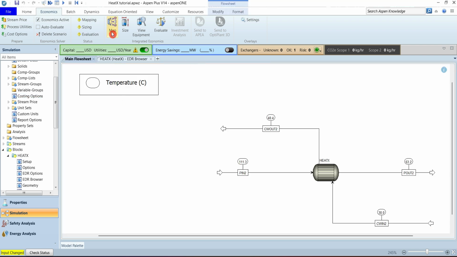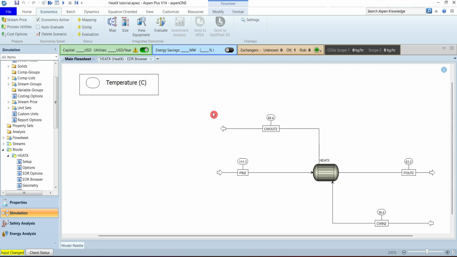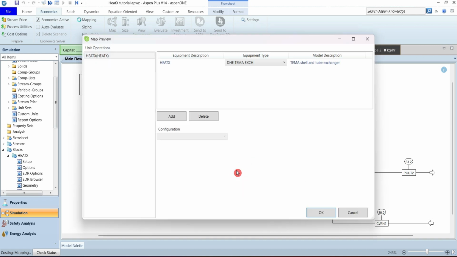So the first option has to be mapping of the exchanger with an equipment stored in the Aspen library. So proceed to this mapping, but before that it asks to run the simulation once again. We can just map with the default basis and size the equipment. We don't need to custom size any of the equipment. Here all the unit operations available in the flowsheet will be displayed. Since we have only one unit with the HeatX name, it will be displayed. By default, it has mapped the exchanger with the TEMA shell and tube exchanger.